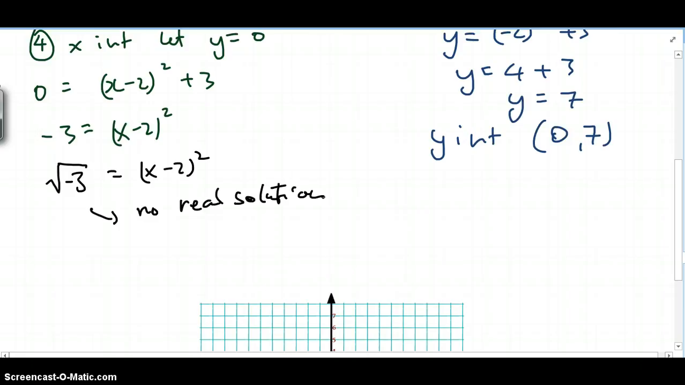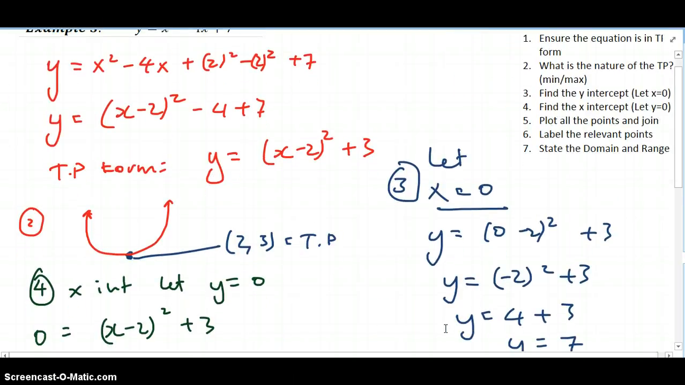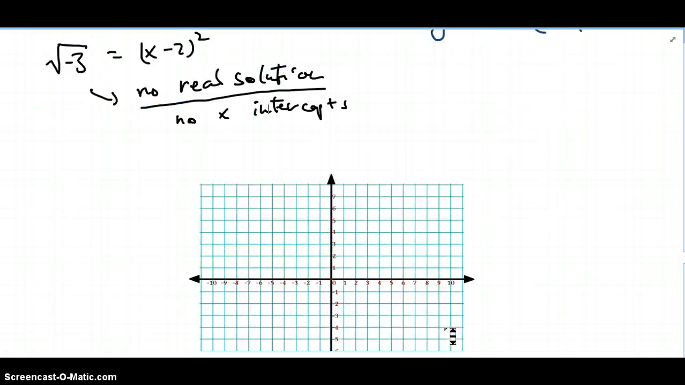If you eventually take more advanced maths, you'll find out that the square root of a negative number does come up with another value. But for now, we just understand that if we have to take a square root of a negative number, it usually means that there are no real solutions. In other words, no x-intercepts. So we'll need to be quite wary of this, because the next step tells us to plot the relevant points and join.